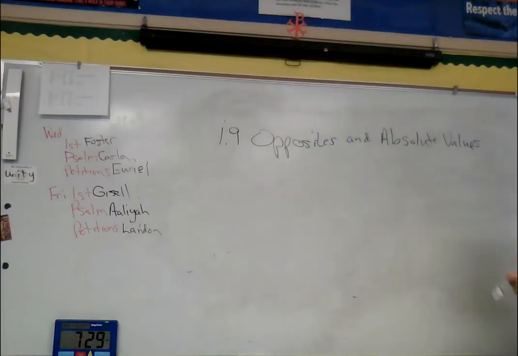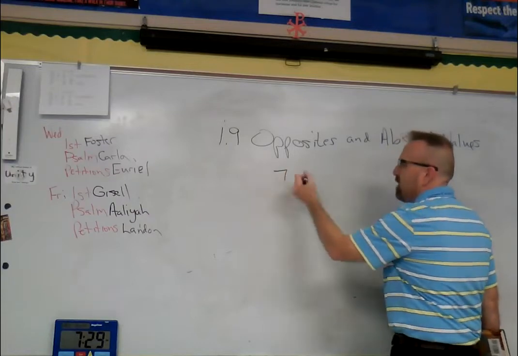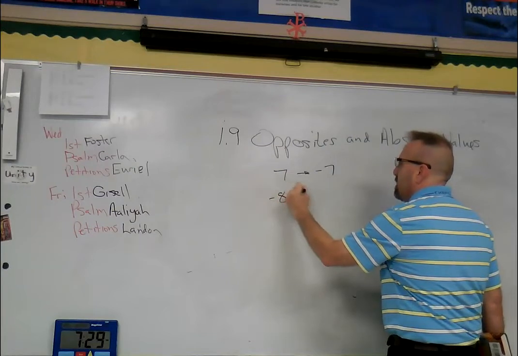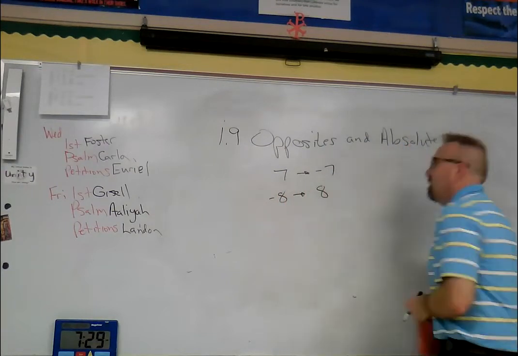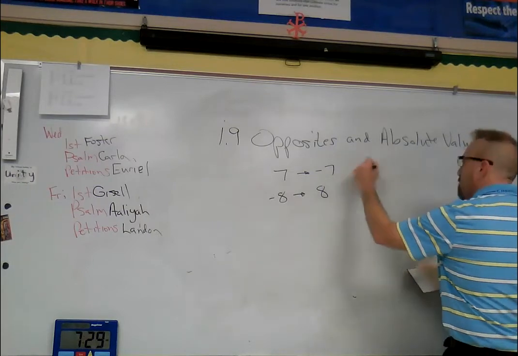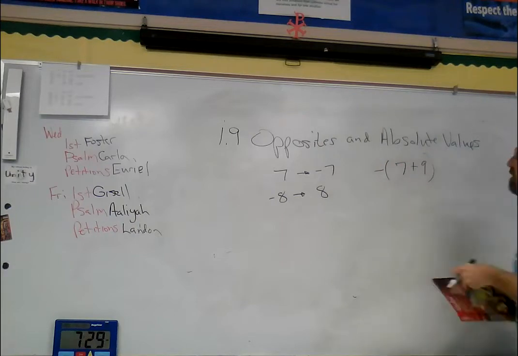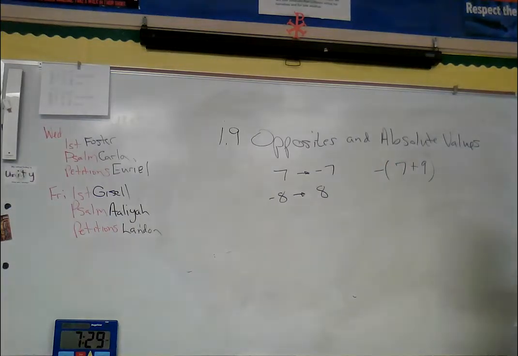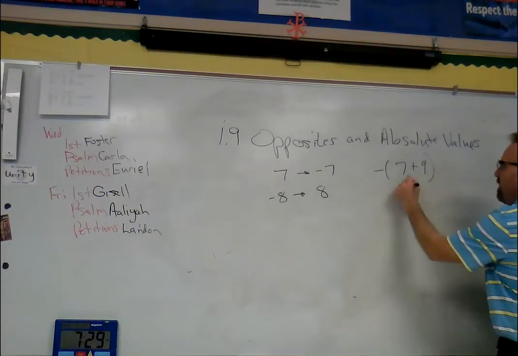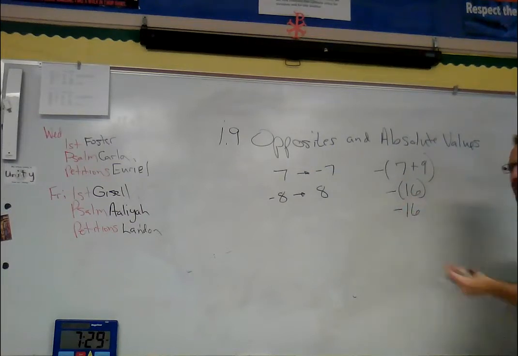It's called opposites and absolute values. Opposites, basically, if you have a positive number, the opposite is the negative number. If you have a negative number, the opposite is positive. So nothing out of the ordinary there. We're dealing with problems where we have a negative outside of parentheses, and negative is just another word for opposite. We do what's inside first. 7 plus 9 is 16. The opposite of 16 is negative 16.